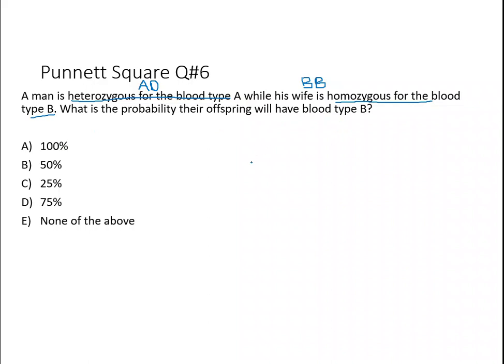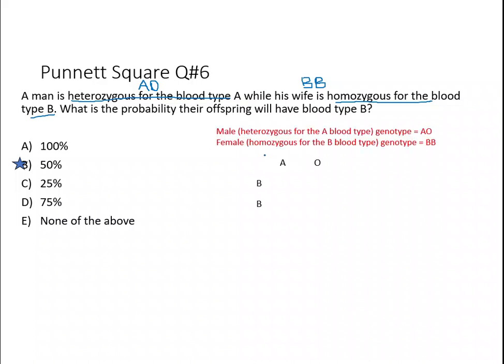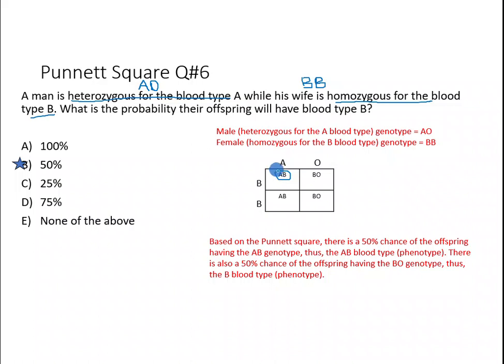So you go ahead and take a second and work through it. So the answer is 50%. And this is how it was generated. So using the Punnett square, here are the possibilities. I can see that there's a 50% chance right here that the offspring will have the blood type AB. Notice that. And there is also a 50% chance that the offspring will have blood type B.